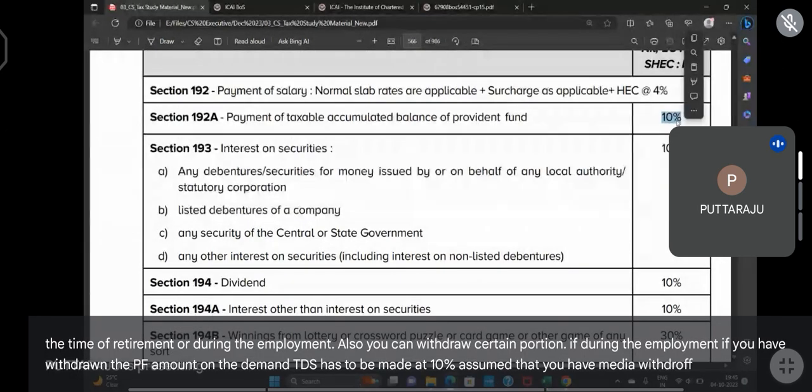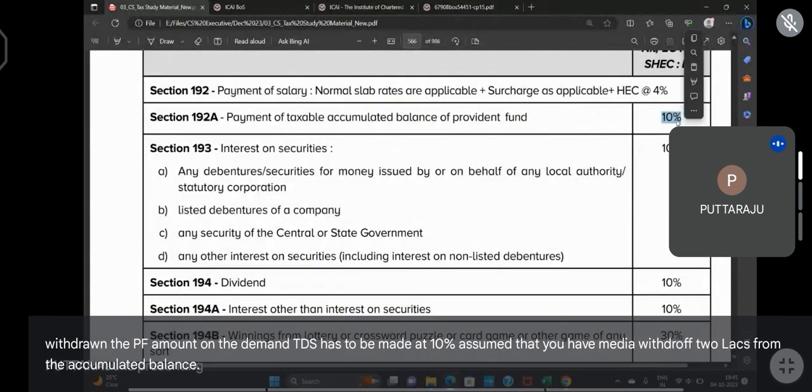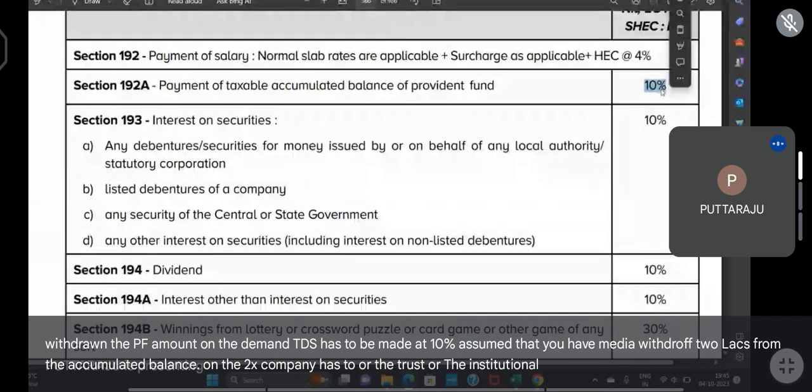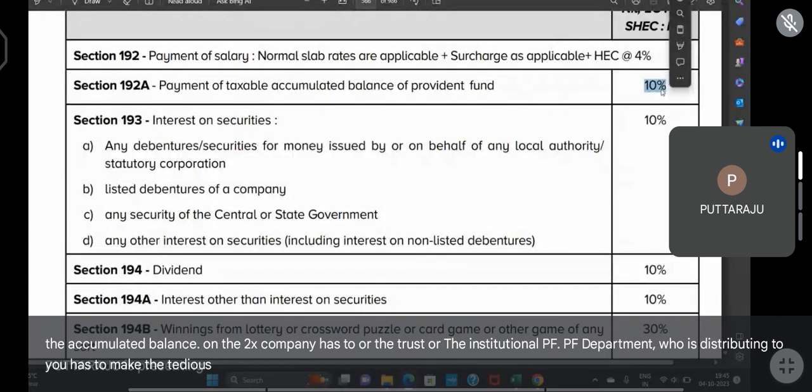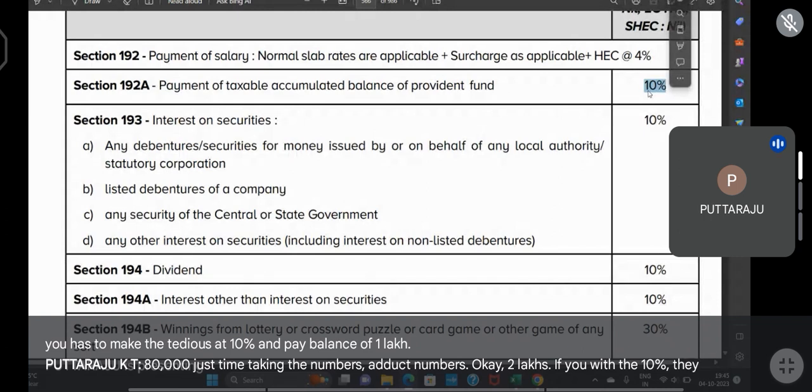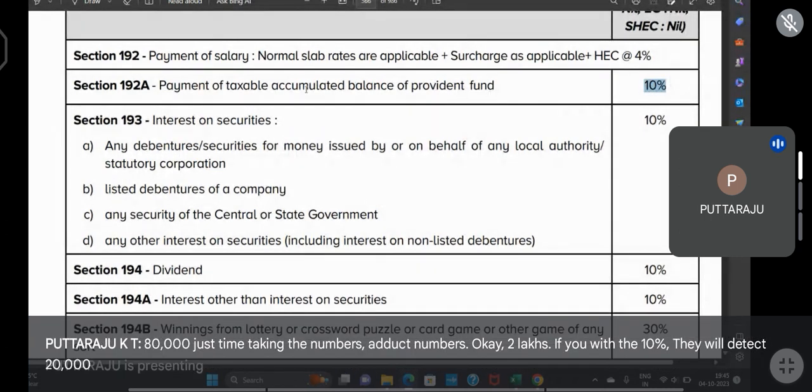2 lakhs from the accumulated balance. On the 2 lakhs, the company, or the trust, or the institution, or the PF department that is distributing to you has to deduct TDS at 10% and pay the balance of 1,80,000. I am just taking ad hoc numbers. If you withdraw 2 lakhs, they will deduct 10%, that is 20,000, and 1,80,000 will be paid to you.